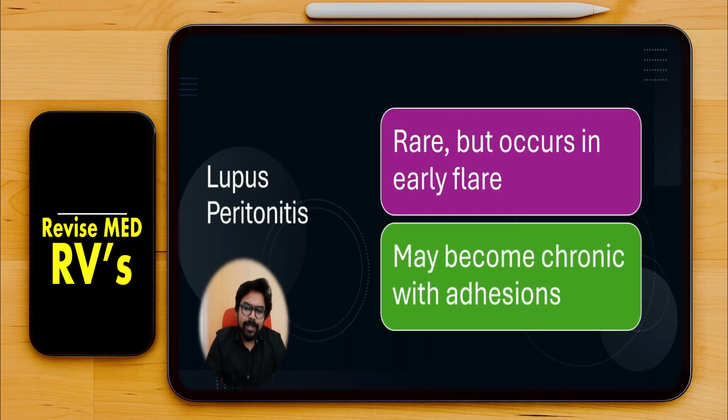Next is lupus peritonitis. It is actually rare and usually occurs during the early part of the flare, and it usually resolves also. In case of chronic cases, it can cause adhesions.